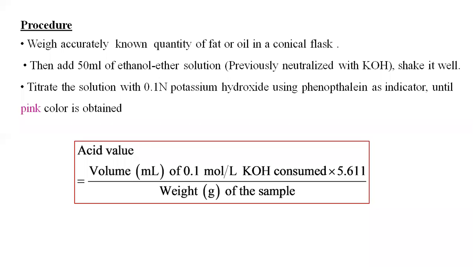Then we calculate the acid value using the formula: the volume of 0.1 molar KOH consumed for neutralization of the produced free acid, multiplied by 5.611, divided by the weight of the sample we have taken. So this is the formula for determination of acid value. If the acid value is more, it means more triglyceride has undergone rancidity, so more free fatty acid is generated due to this rancidity.